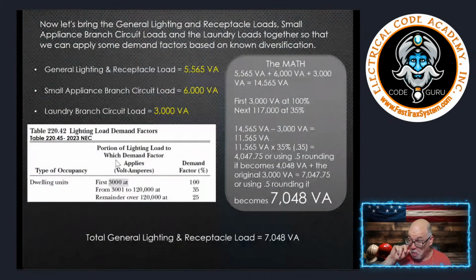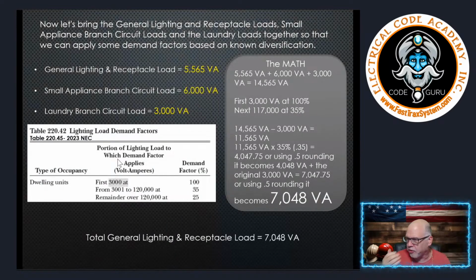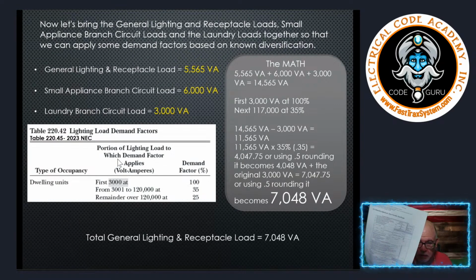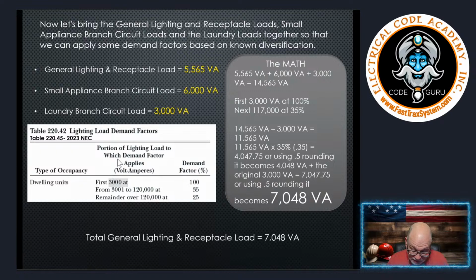All right. So first thing we're going to do is now we're going to bring all of that stuff together. And we're going to apply some math because now I'm going to work out some demand. Now on our form, we have an area which is labeled item number 4, and we have to add all these values up. So that's what we're going to do here. So the first thing we're going to do is take that 5,565, add the 6,000 to it, and add the 3,000 to it. So it should be 14,565.